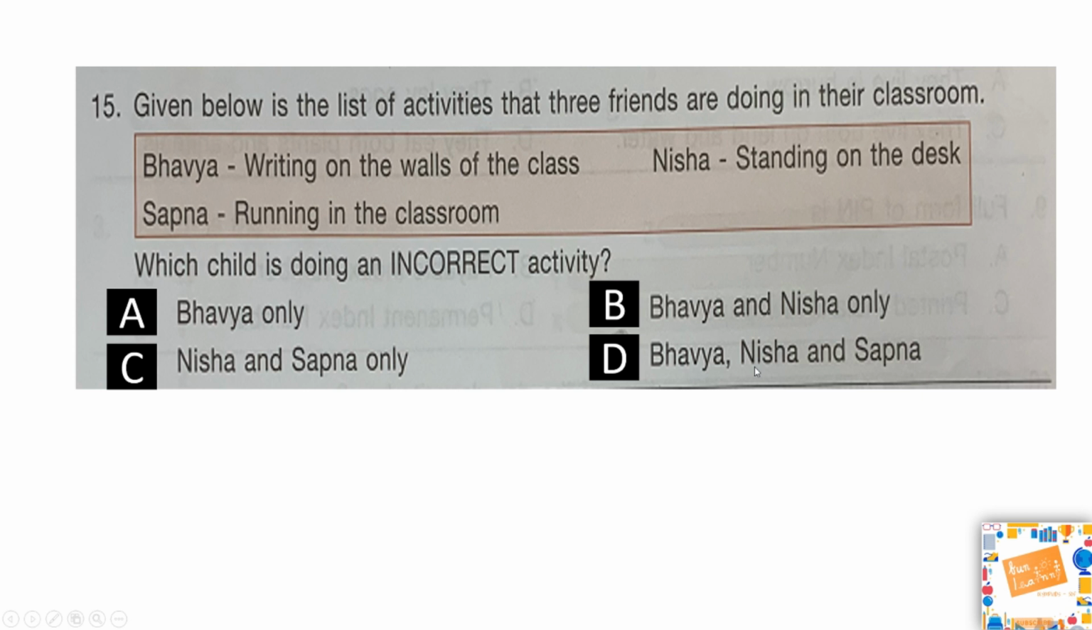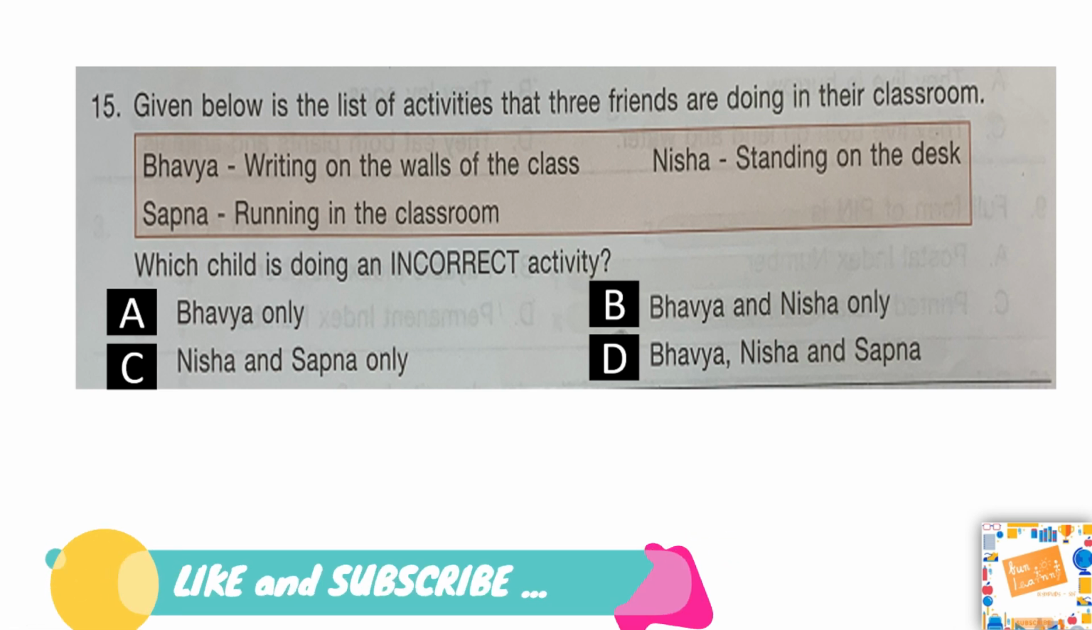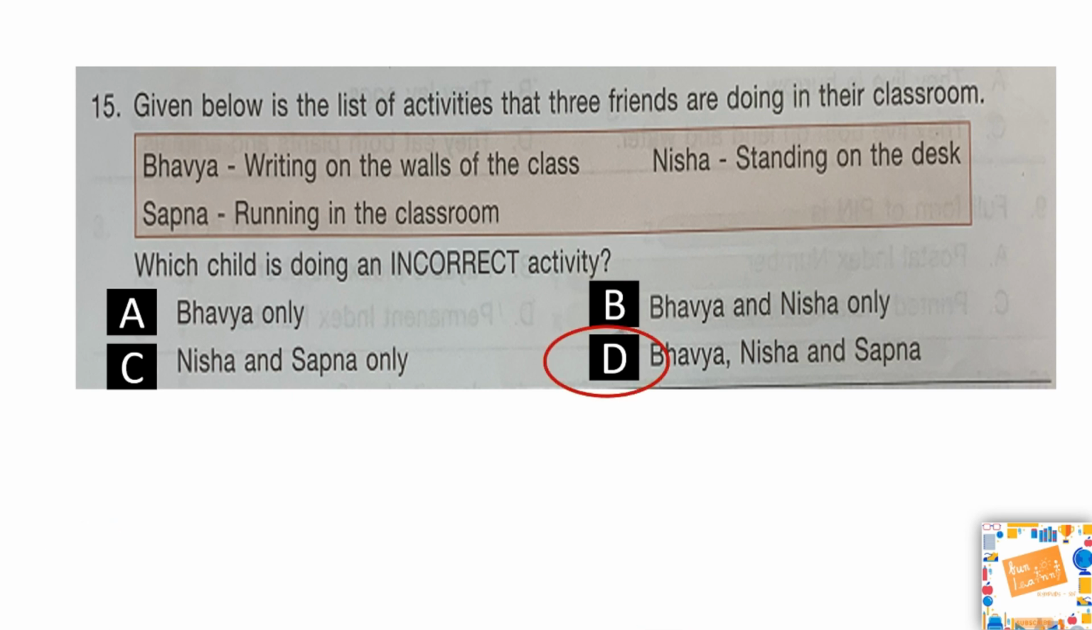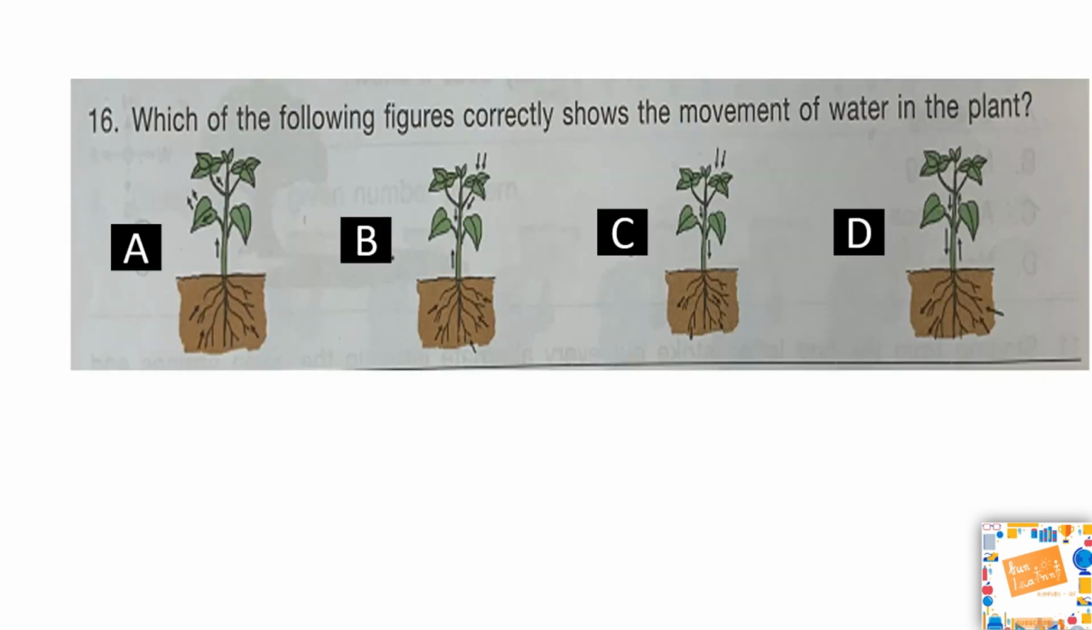Well, this is a question on general awareness and good manners. So I hope you get this answer right. Well, I know you've got it right. The correct answer is option D because all three of them are doing wrong things. Next question. Which of the following figures correctly show the movement of water in the plant? A, down to up, B, up to down, C also up to down somewhere, and D again down to up and up to down, both mixed but nothing going outside.